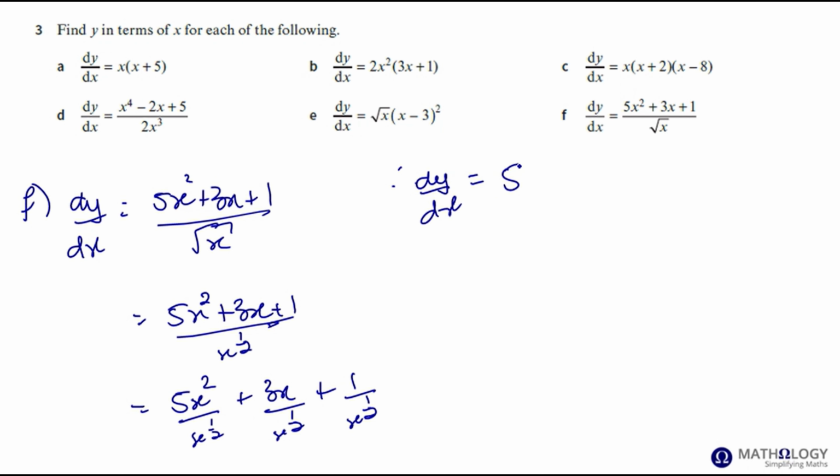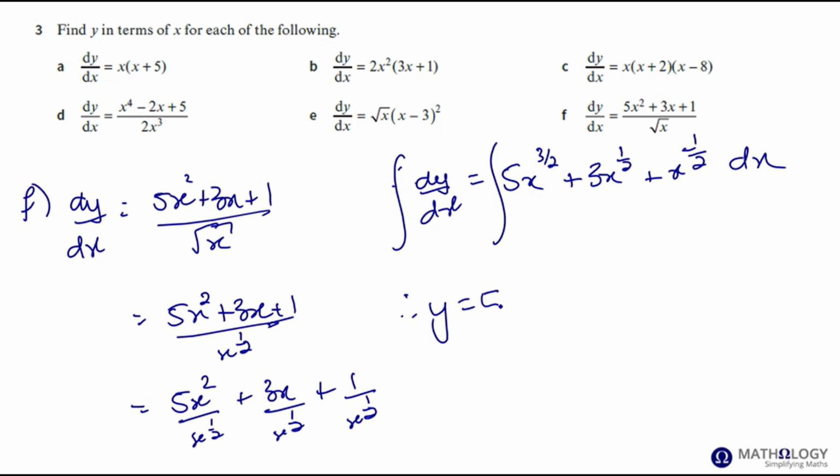So we'll have 5x to the 2 minus a half. So it's 5x to the 3 over 2 plus 3x to the 1 minus a half, x to the half, plus x to the minus a half. And we can now integrate this expression.